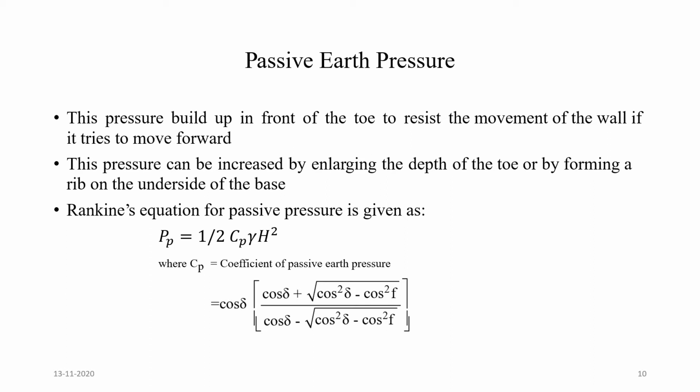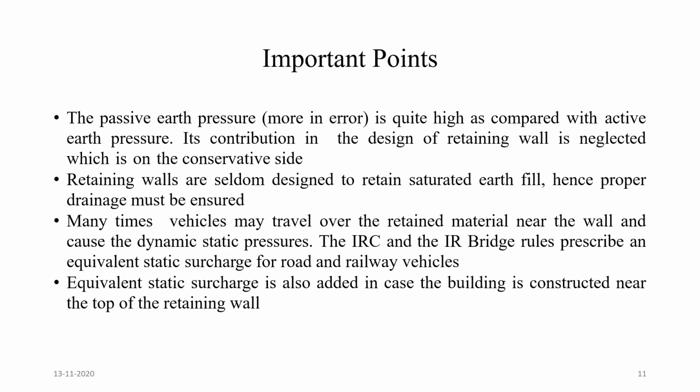Rankine's equation for passive pressure is given as P equal to half Cp gamma H square. Here Cp is the coefficient of passive earth pressure, and it can be calculated by cos delta into cos delta plus root of cos square delta minus cos square phi divided by cos delta minus root of cos square delta minus cos square phi. Next important point is for passive earth pressure and active earth pressure consideration.